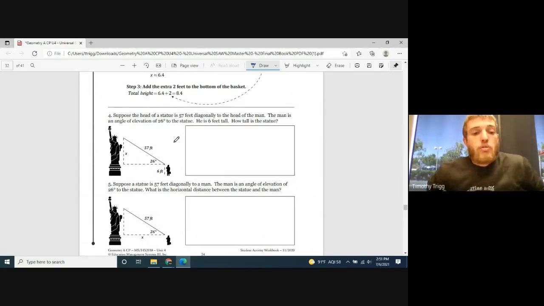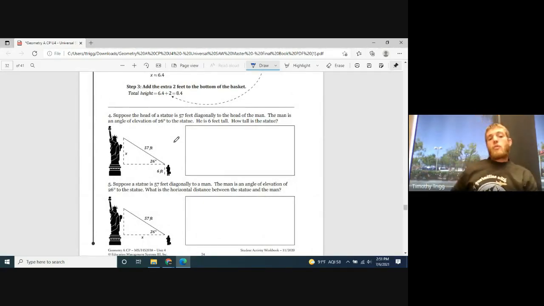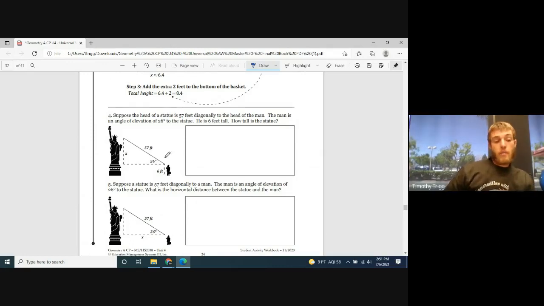Now, again, we can use trig functions to help us find missing side lengths of a right triangle. So it's very similar to what we've been doing. Okay, so when we look at this right triangle here, we want to find the height of the statue. So let's go ahead and read the question.